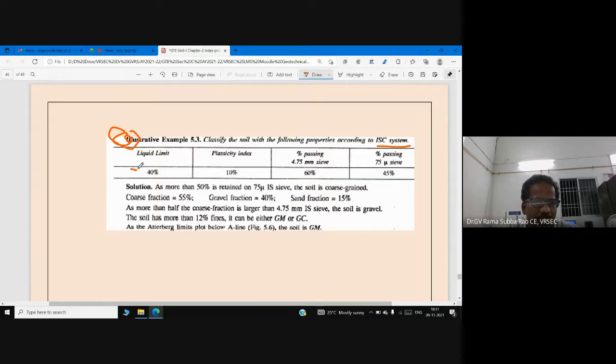Here you see the liquid limit of the soil is given as 40%. Plasticity index is given as 10%. From that you can understand plasticity index is equal to liquid limit minus plastic limit, LL minus PL. Now LL is given as 40 and PI is given as 10. So 10 is equal to 40 minus PL. Obviously, we can determine the plastic limit: 40 minus 10, which is equal to 30%. So I got the plastic limit.